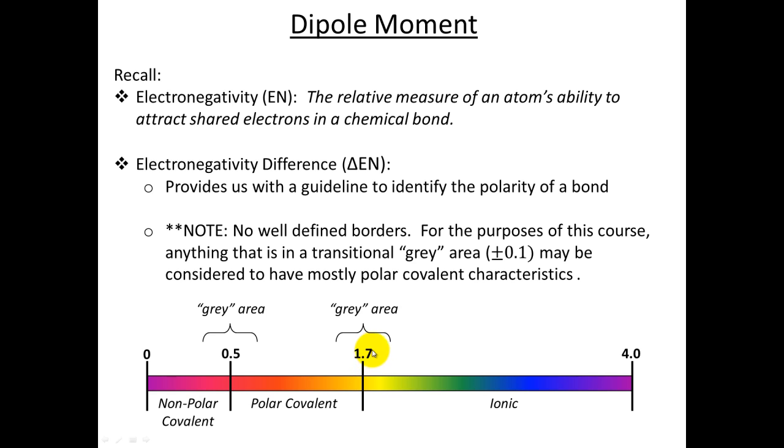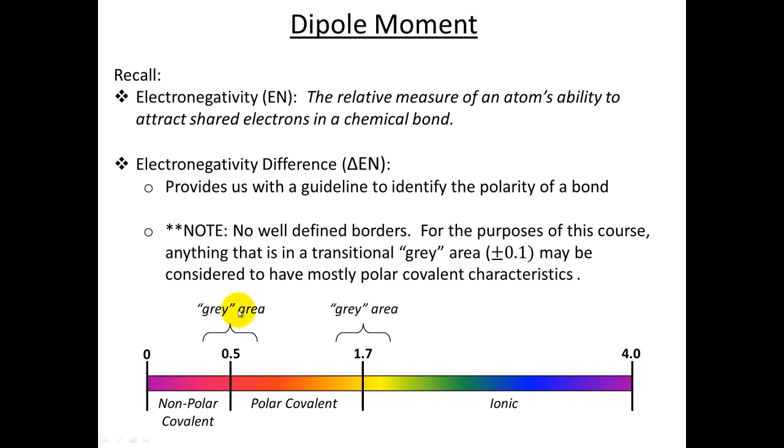Finally, anytime you have a delta EN value above 1.7, it tends to indicate that electrons are shared very, very unequally, almost to the point, well, in most cases, to the point where the electrons are being transferred from one atom to the other. So it's not really sharing anymore. It's a giveaway of electrons or a transfer of electrons. And that would be an ionic characteristic.